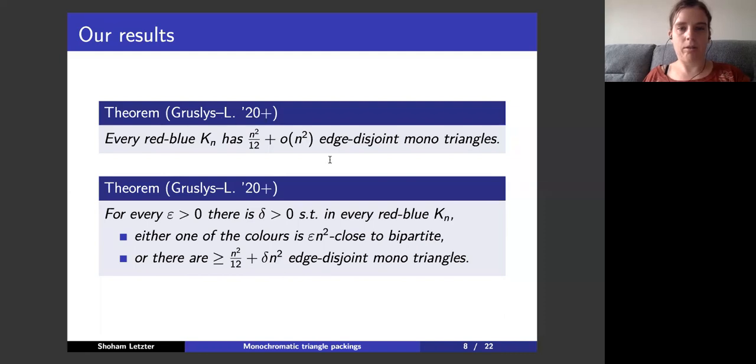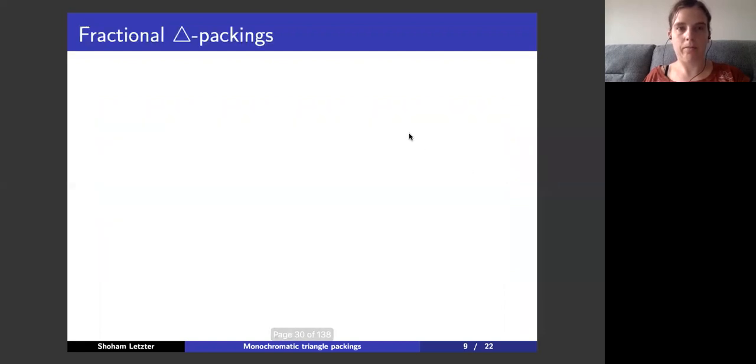so yeah, I want to talk mostly about the proof of the first result. But first, like Misha and Kivash and Sudakov before us, we are going to look at a fractional version of this problem. So I should start by talking about fractional triangle packings.